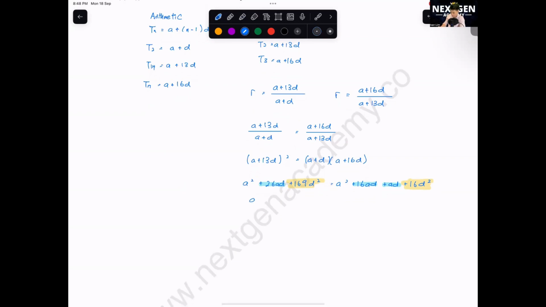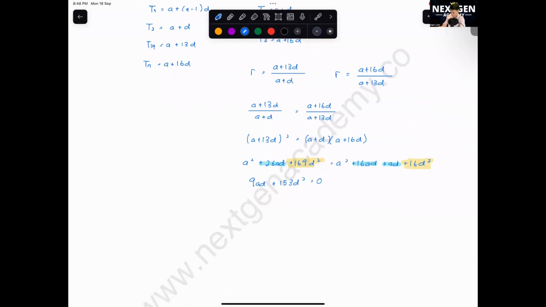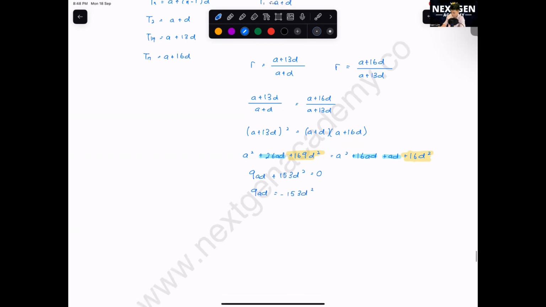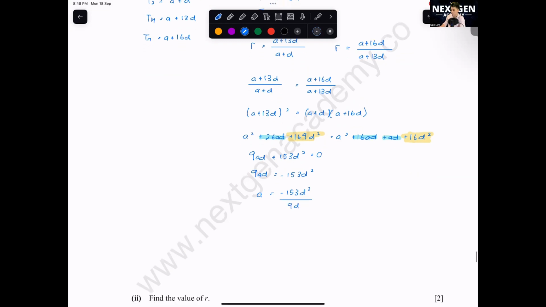So here will become 9AD plus 153D squared equals 0. Okay, 9AD equals negative 153D squared. A is negative 153D squared over 9D. Okay, and final one, A equals negative 17D. Okay, so this is how we prove it.